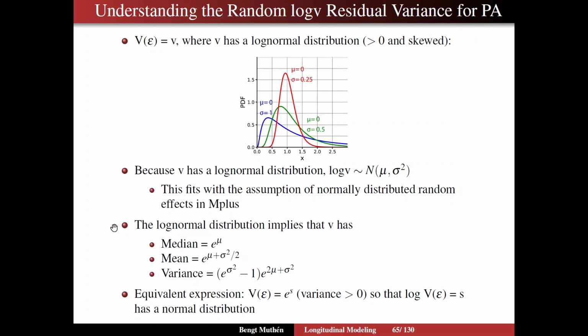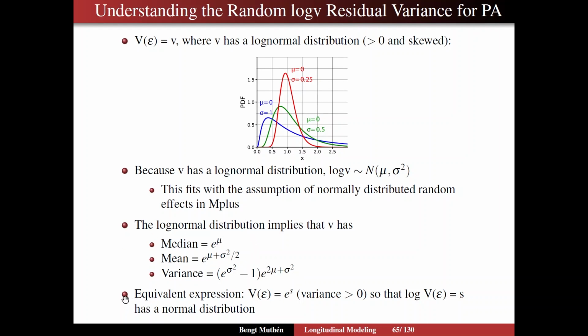Now the log normal distribution for v implies that v has median e to the power of the mean of the log v, which is printed out in the output. And the mean is e to the power of the mean plus the variance divided by 2. And there's also an expression for the variance.